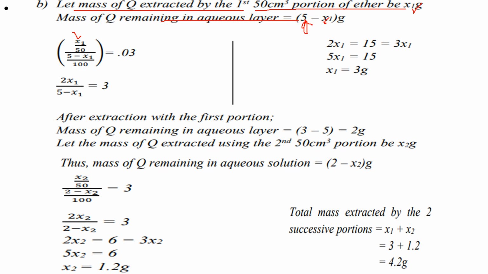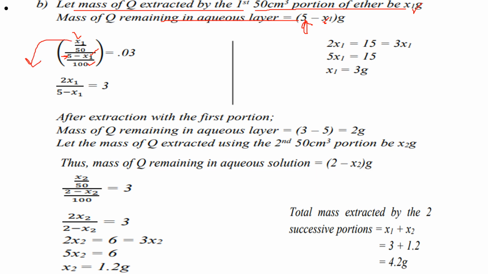So grams divided by 50, the mass which was extracted was x1 divided by 50. That's the molar concentration of Cu in ether, divided by the molar concentration of the remaining Cu in water, the aqueous layer. That is going to be the mass left, and we get the mass left by taking the initial, which was 5, less our extracted mass, and then we divide it by the volume of water that we are using. And the volume of water we are using, we are told in the question to use 100 centimeters cubed of water.